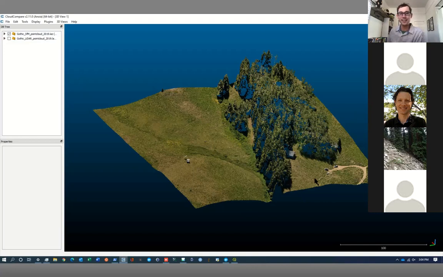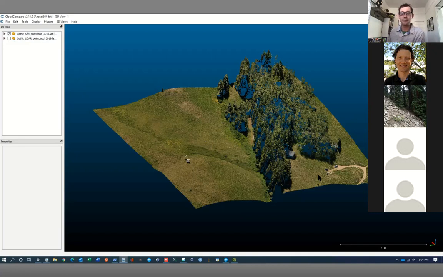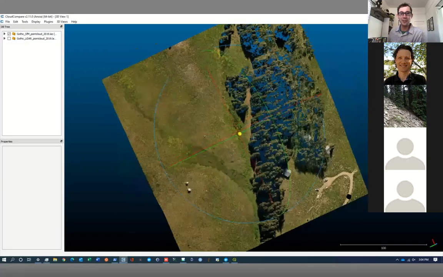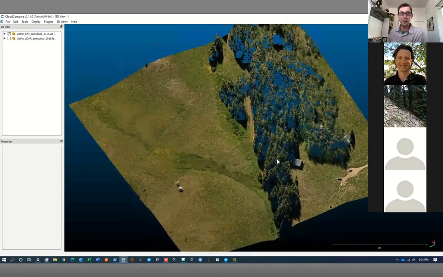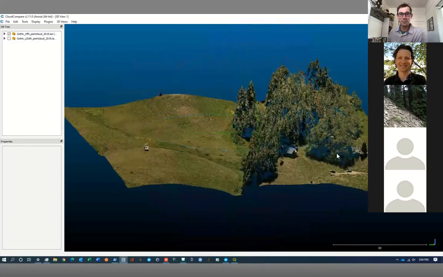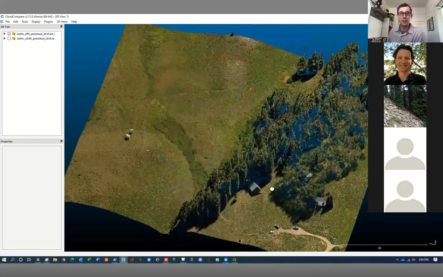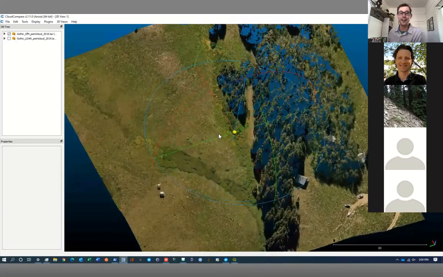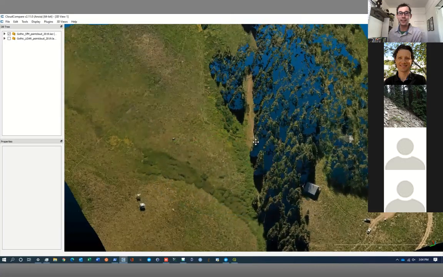This almost looks like a photograph. I've colored the points by their red, green, and blue values, but it's a photograph that you can zoom in and out of and play with in three-dimensional space. This is pretty remarkable, right? But you'll notice that there are some holes, particularly associated with this dense vegetation here.